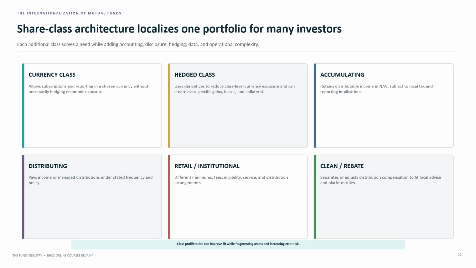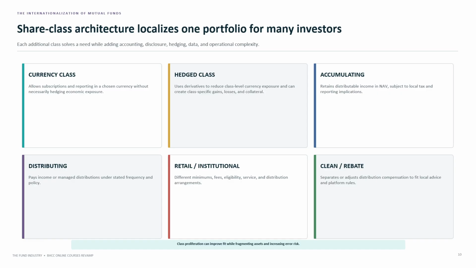Share class architecture is the localization layer that allows one portfolio to serve investors with different currencies, income preferences, minimums, fee arrangements, and distribution rules. A currency class lets investors subscribe and receive reporting in a chosen currency, but that does not necessarily remove the economic currency exposure. A hedged class uses derivatives to reduce class-level currency risk and creates its own gains, losses, collateral, basis, and accounting requirements. An accumulating class retains distributable income in NAV. A distributing class pays income or managed distributions under its stated policy.